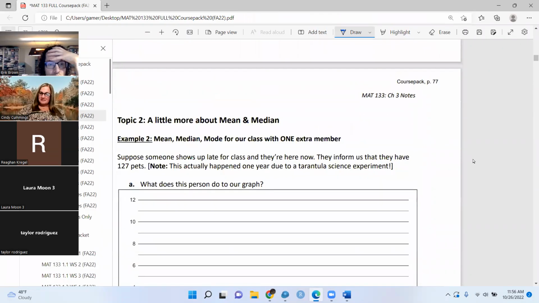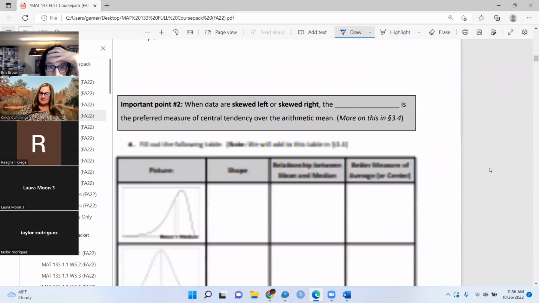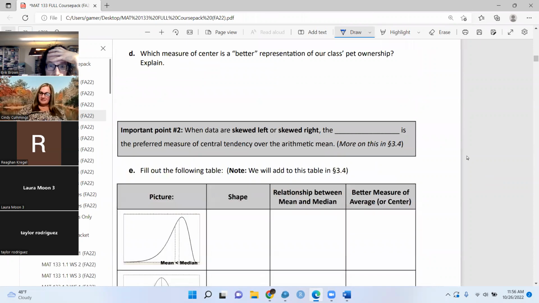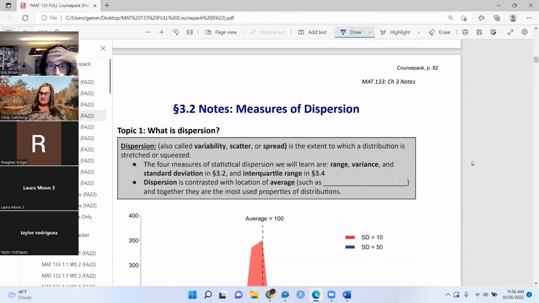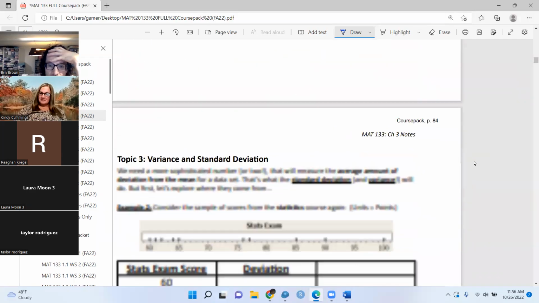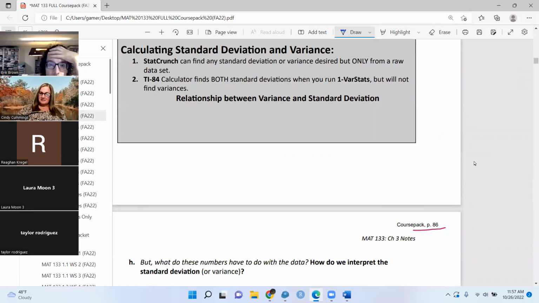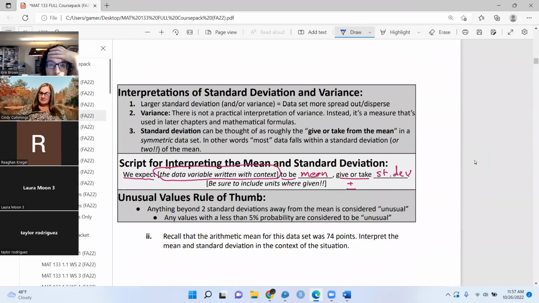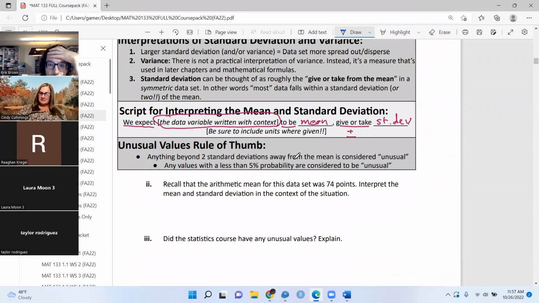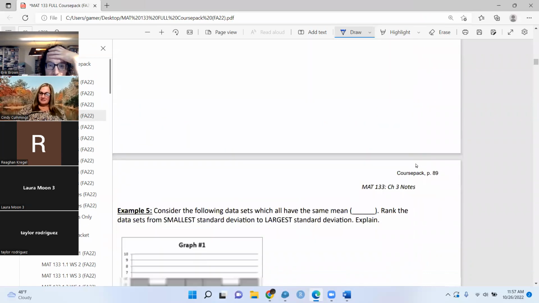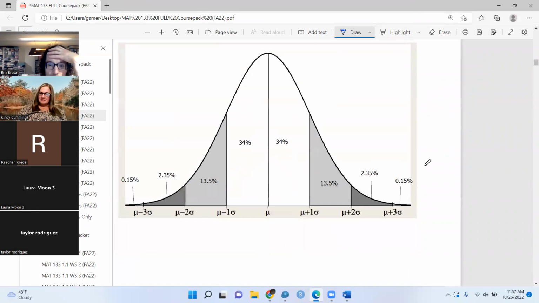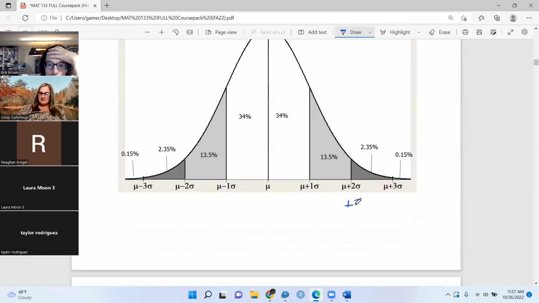Let's just take a trip down 1,000 years ago lane when we were in chapter 3. Oh, here we're learning about standard deviation. Do you remember when standard deviation was so difficult? Rule of thumb: anything beyond 2 standard deviations is unusual. Any values with a less than 5% probability are considered to be unusual. Maybe I'm splitting hairs here and we should just be happy with the 5%. Here's the empirical rule. How much area is above 2 standard deviations? And how much area is below 2 standard deviations?